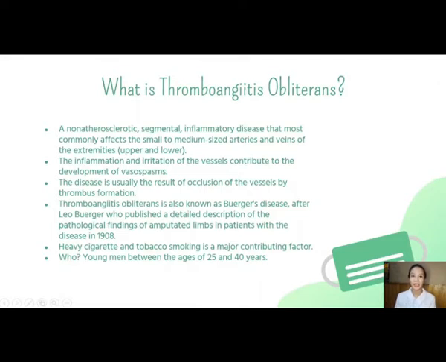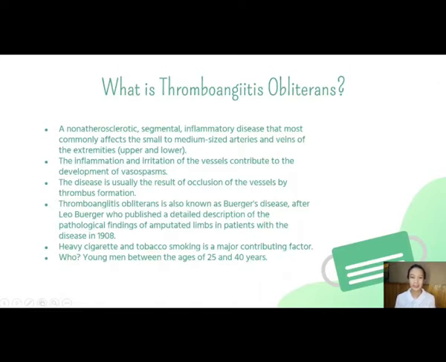Since this is an inflammatory disease, the blood vessels can become inflamed, swell, and can be blocked with blood clots. The inflammation and irritation contribute to the development of vasospasms, and these vasospasms can lead to an obstruction in the blood flow. So the disease is usually the result of an occlusion of the vessels by thrombus formation.